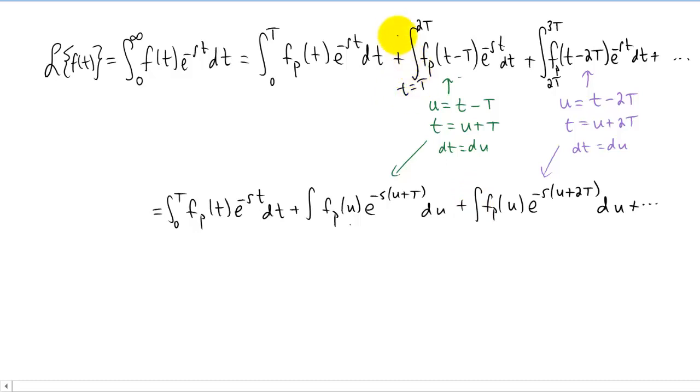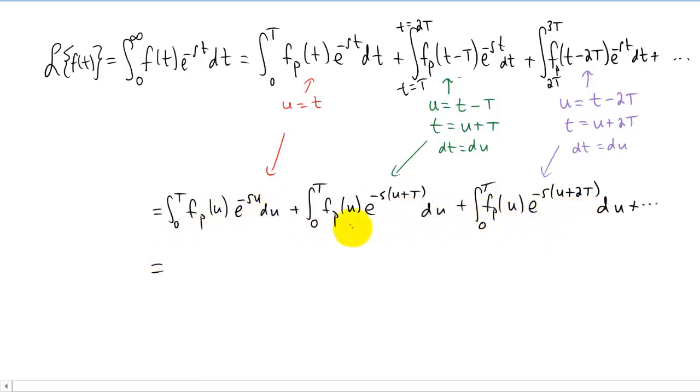Well, the old limits were on little t. So in this first integral, if little t is big T, then that means that u is going to be 0, big T minus big T, just 0. And if little t is 2 big T, that means that u is going to be 2T minus T, which is just T. And what you'll find is all of the limits on all of these integrals are just going to be 0 to T. Now for consistency, I really should do a U-substitution, but u just equals t in this integral here. And I'm going to replace my t's with u's. The only reason I do that is so all of our integrals start to look the same.